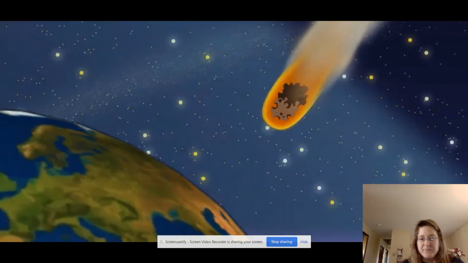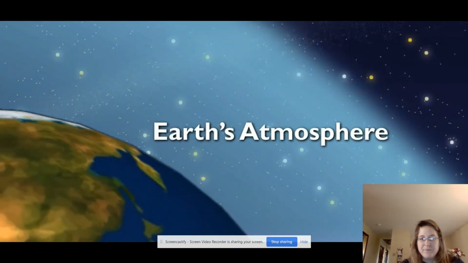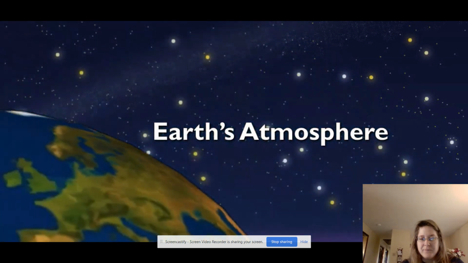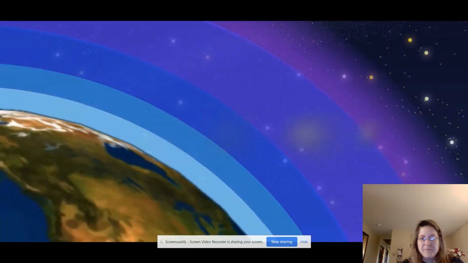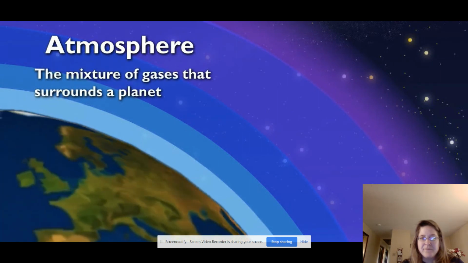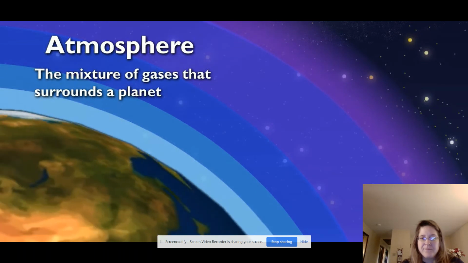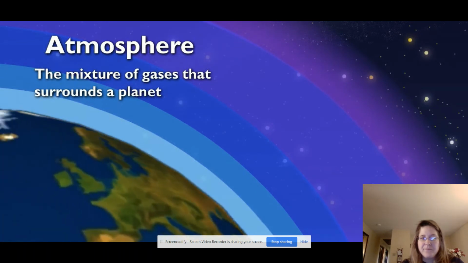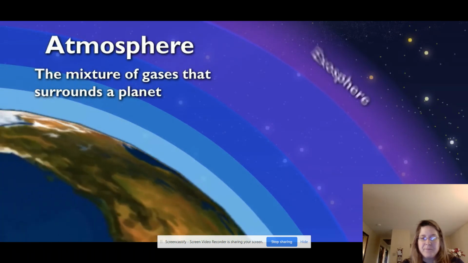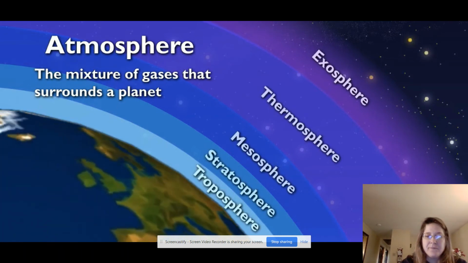Most meteors get burned up in the atmosphere before they even get close to us. The atmosphere protects us. Protects us? How? It's just layers of air, right? It's more than that. The atmosphere is the mixture of gases that surrounds the planet. Our atmosphere has 5 layers, and each layer has a different temperature, size, and height above sea level. 5 layers? Yep. Exosphere, thermosphere, mesosphere, stratosphere, troposphere.